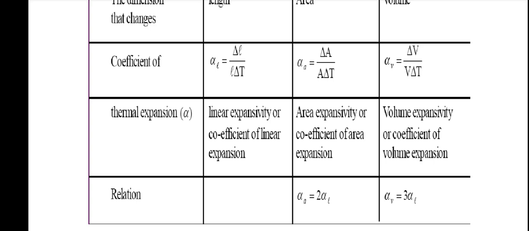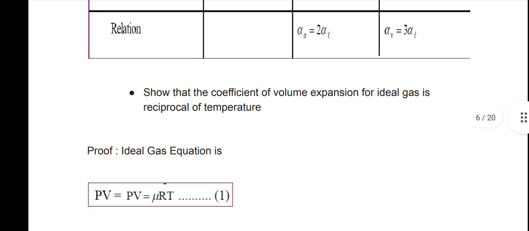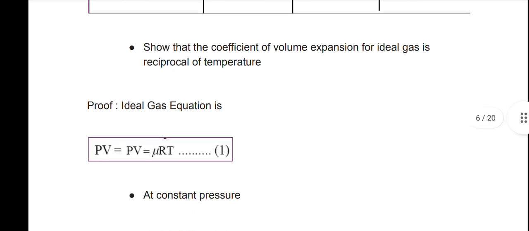Coefficient of volume expansion. The relations are alpha A is equal to 2 alpha L, alpha V is equal to 3 alpha L. It also shows the coefficient of volume expansion for an ideal gas is the reciprocal of temperature.